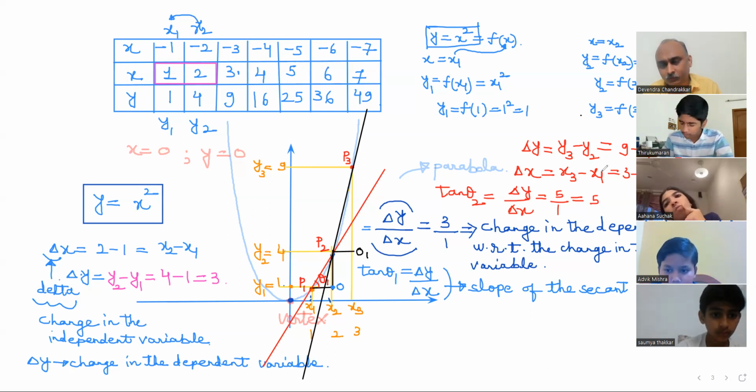Sorry, can you come again, sir? You know what is tan theta? Is it the slope of the secant or tangent? You're aware of this? Yes, sir, I am. Where have you read this? I searched it up. Secant. Sorry?